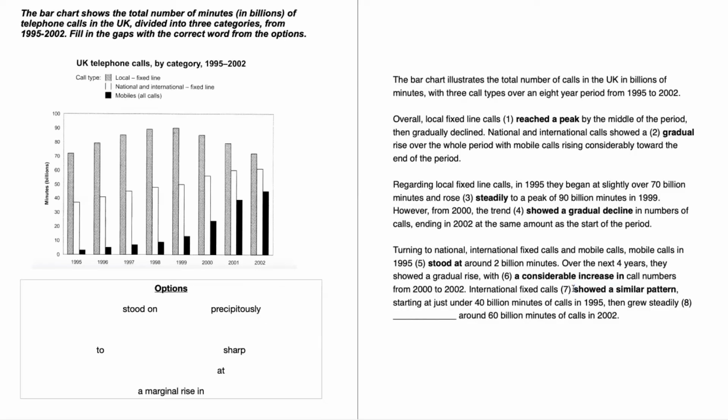So the best option here would be international fixed calls showed a similar pattern, starting at just under 40 billion minutes of calls in 1995, then grew steadily. And if we look here, the only possible option would be 2, because you're talking about the final result. So it grew steadily to around 60 billion minutes of calls in 2002. So always make sure you're paying attention to your prepositions and your filler words that are also very important when it comes to your score.